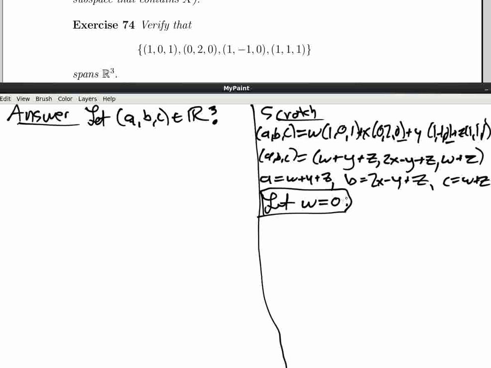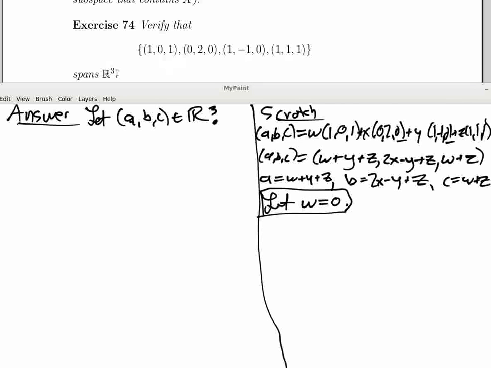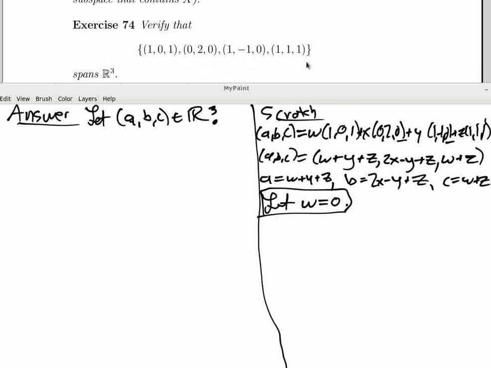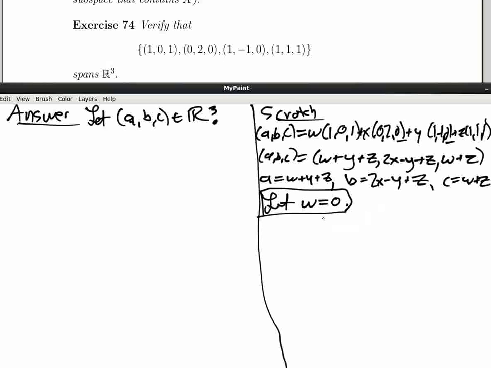Why can I do that? To be honest, I'm not sure that I can right now. But I have more variables than I have equations, which means I have a chance of being able to simplify things by picking one. Remember, I just need to show that this thing spans R3. In other words, I need to be able to show that this can be written as a linear combination of these 4 elements. I don't really care what linear combination, so sure, pick one to be 0 if it's convenient to you. I think it might be convenient to me, so I'm going to do that.